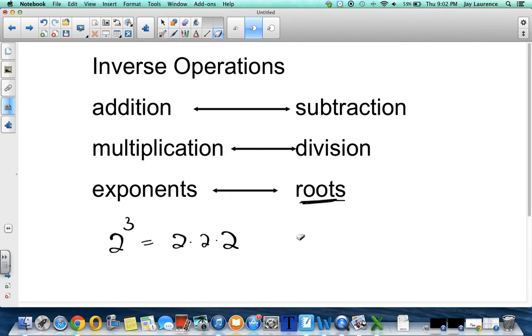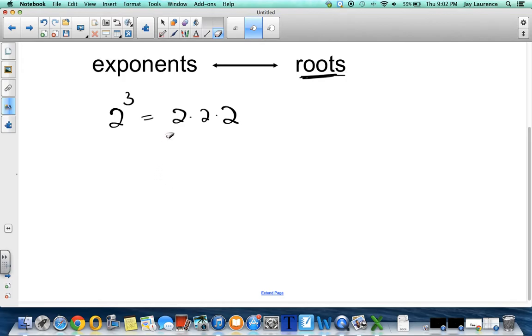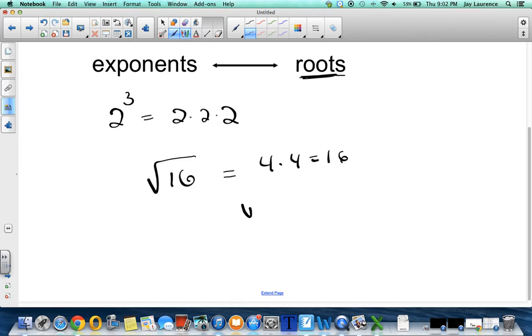For example, if I wanted to take the square root of 16, what is the square root of 16? Well, some of you are going to say 4, and I wholeheartedly disagree with you. It is not 4. And I'll ask you, why do you think it's 4? And you'll say, well, Mr. Lawrence, I know it's 4 because 4 times 4 is 16. So the square root of 16 must equal 4.